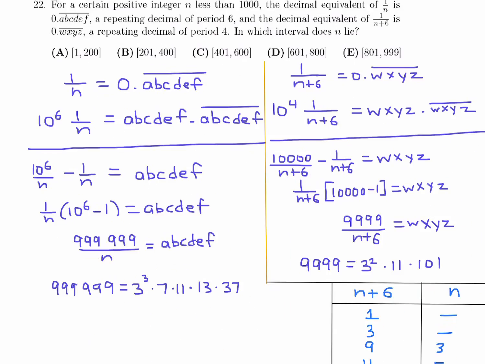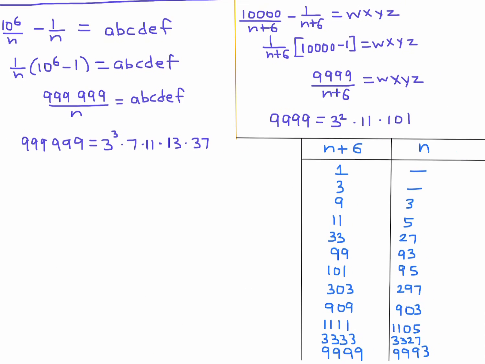So because n is less than 1,000, we don't have to worry about some of these. We just have to concentrate on these. So we've got a few possibilities. First of all, before we even test them out, we have to see if any of these n's are possible. n has to be a factor of 999,999, so it doesn't necessarily have to be prime, but it has to be a multiple of some of those primes.